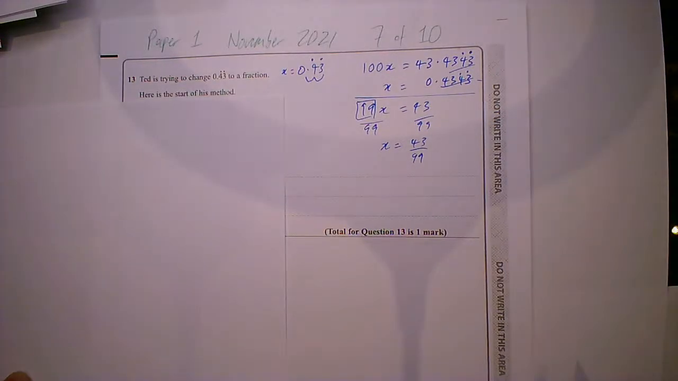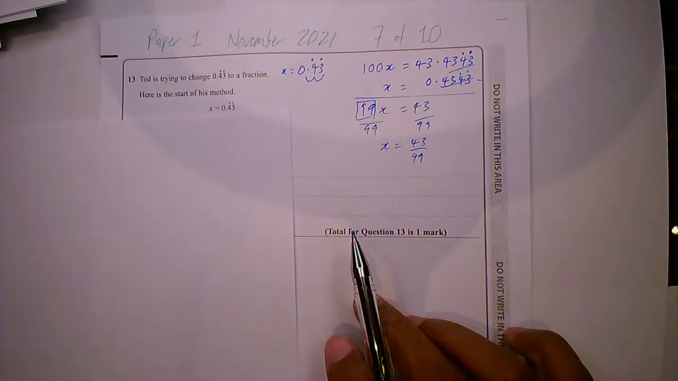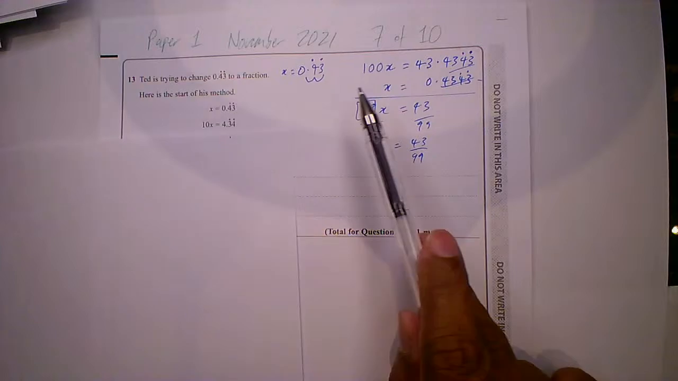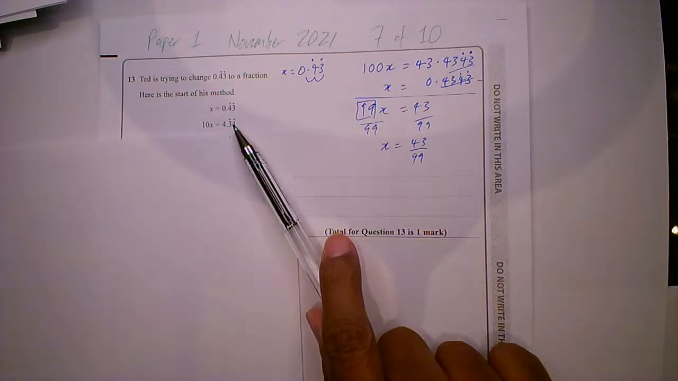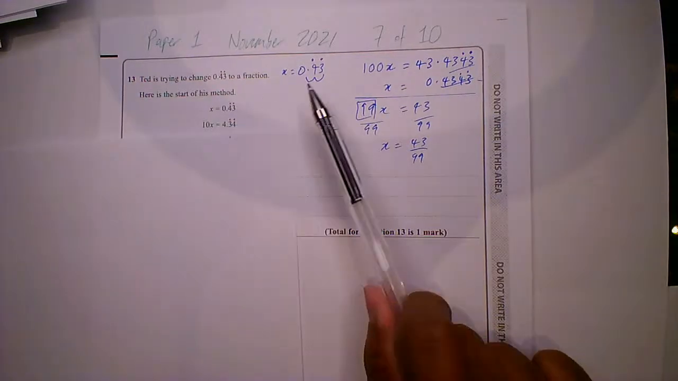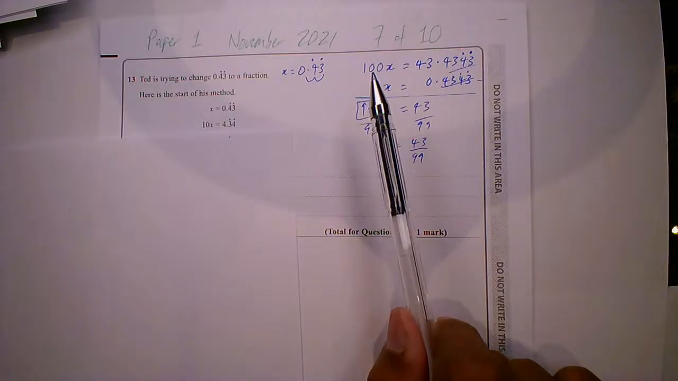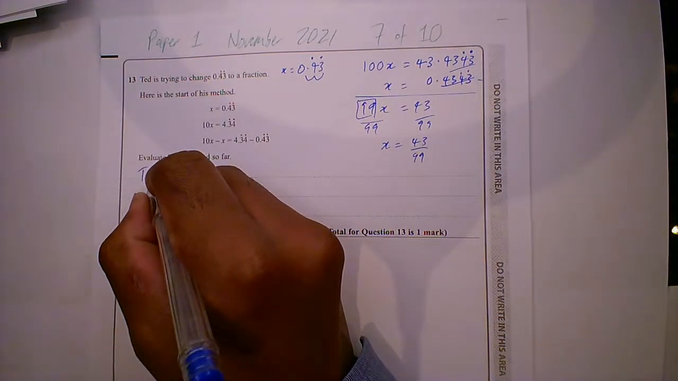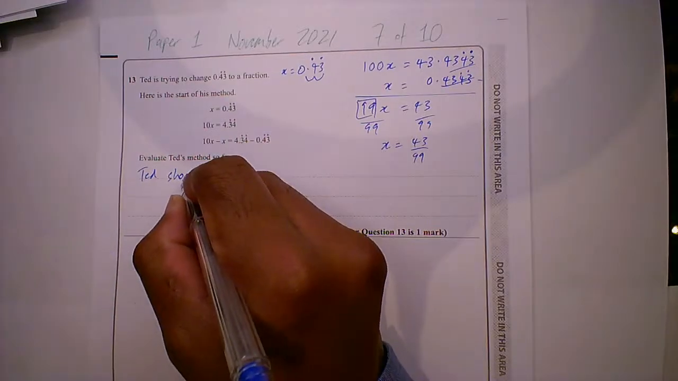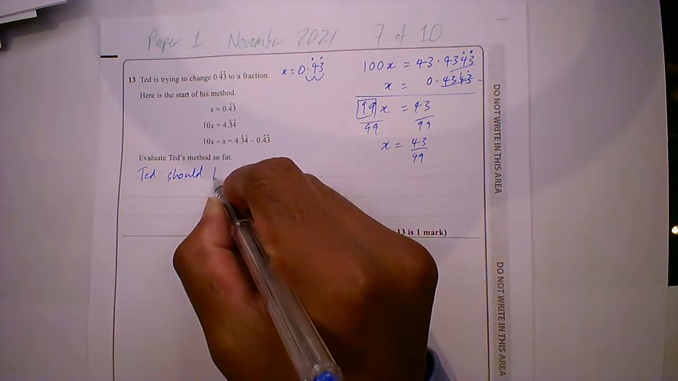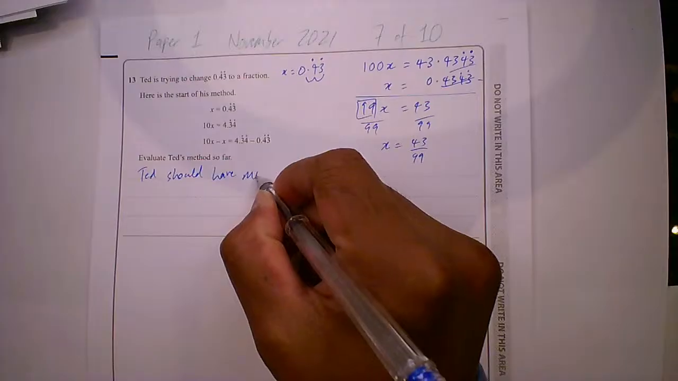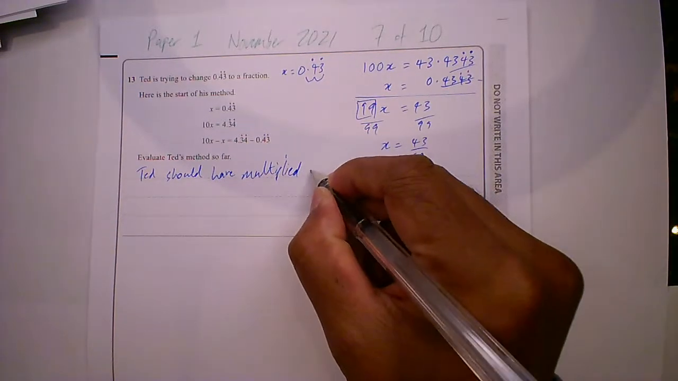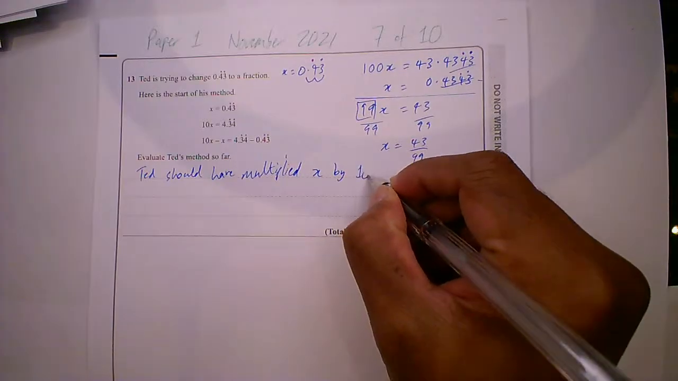Now you compare your answer to the other bit. So let's look at this. x, that's what we did. We did the labeling. 10x, whereas we've said it's 100x. So this is Ted's mistake. He should have multiplied by 100. So let's write that down. Say what you see. Ted should have multiplied x by 100.